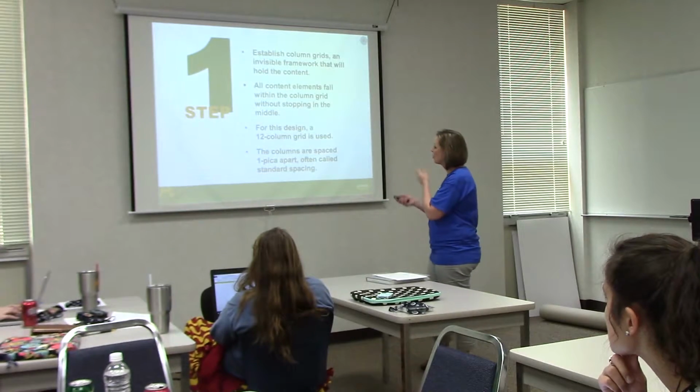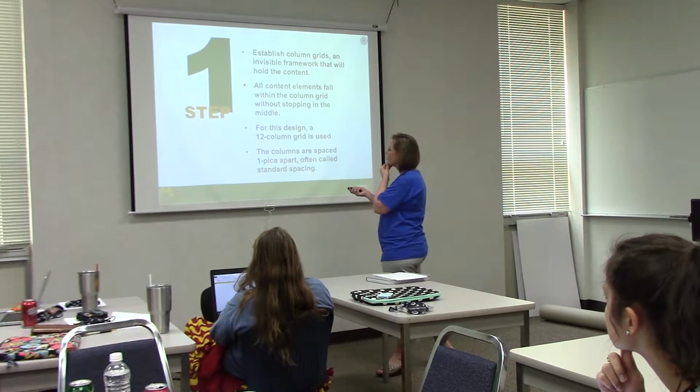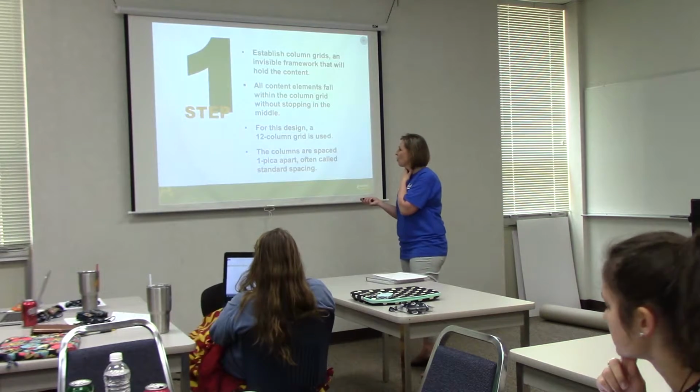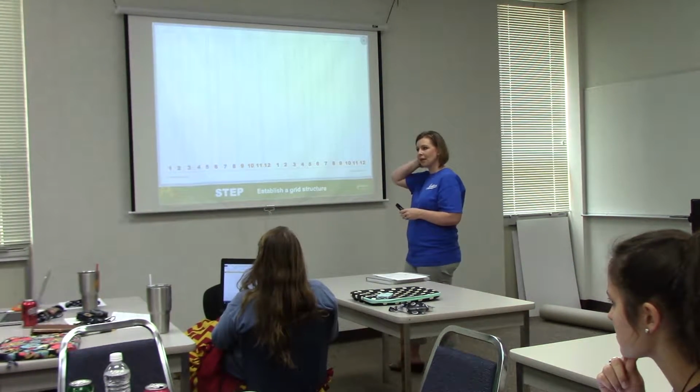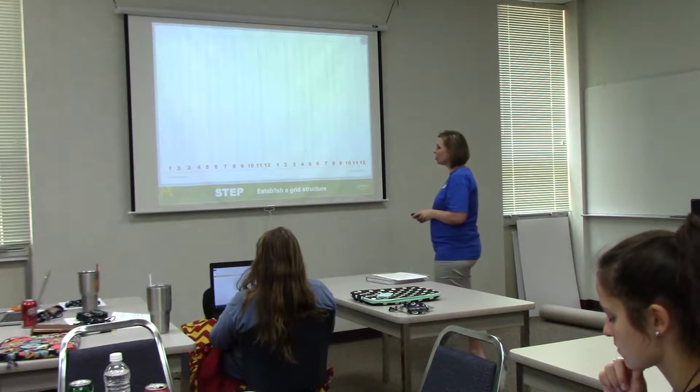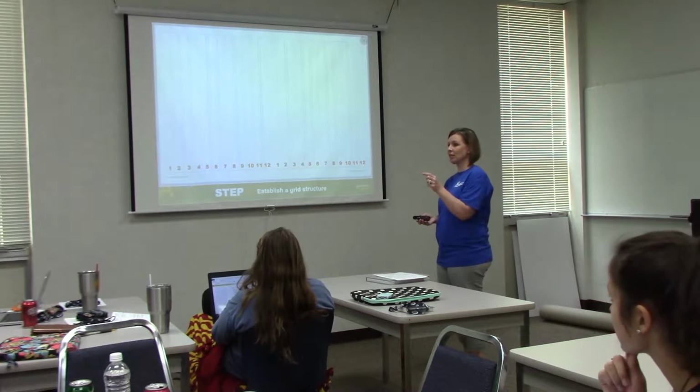So let me show you how that works. For this next one, there's a 12-column grid, and the columns are going to be spaced 1 pica apart. So it's like this: if you take your page, you can set that up in InDesign and turn on columns. The more columns you have, the more flexibility you have.